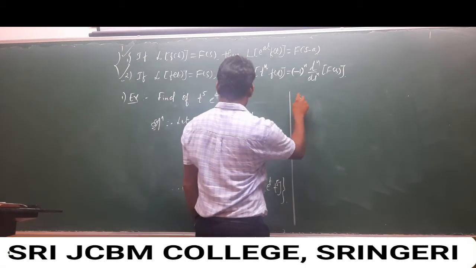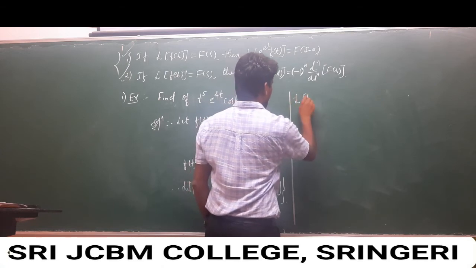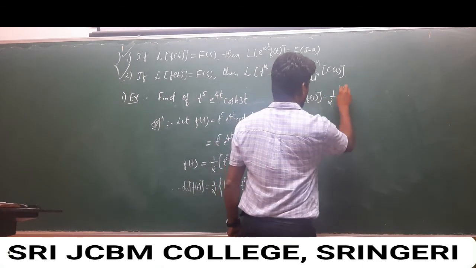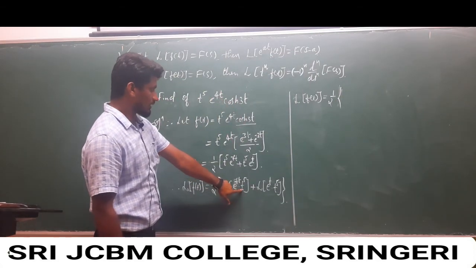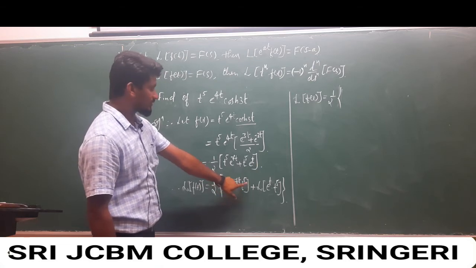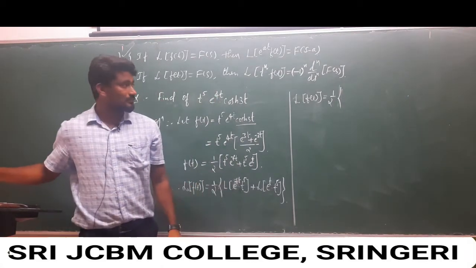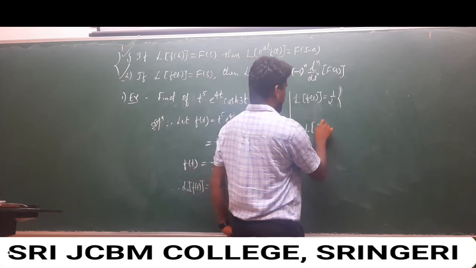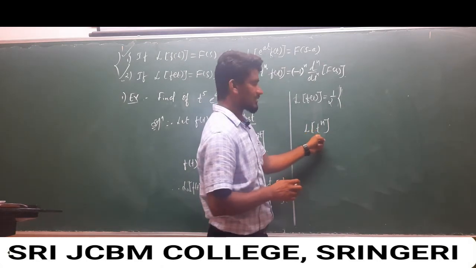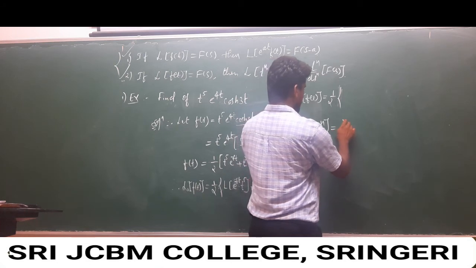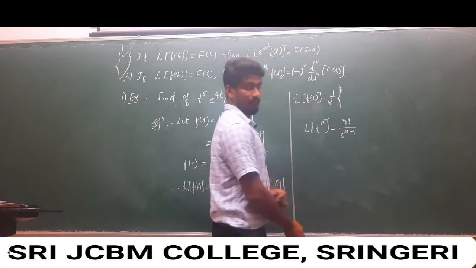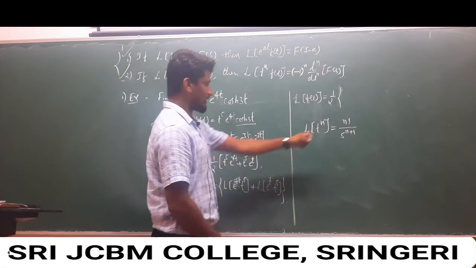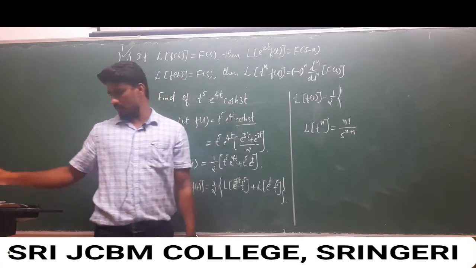So first I want to find the Laplace transform of t^5. We already know this is the standard formula: the Laplace transform of t^n is n factorial over s^(n+1). Clear? Here n is 5, so t^5 gives 5 factorial over s^(5+1), which means s^6.